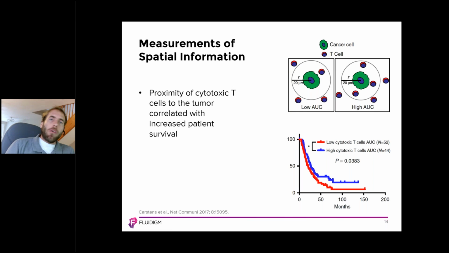To take this into a modern context, we now look at things like the proximity of cytotoxic T cells to the tumor and correlate that with patient outcomes and patient survival. And in fact, if you have a low number of T cells in relation to the tumor or a high number of T cells in relation to the tumor, you can see that your survival curves are quite different.